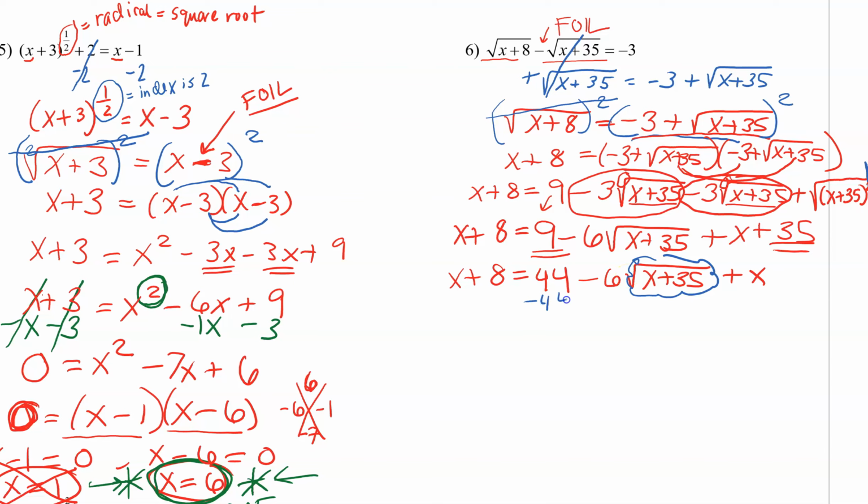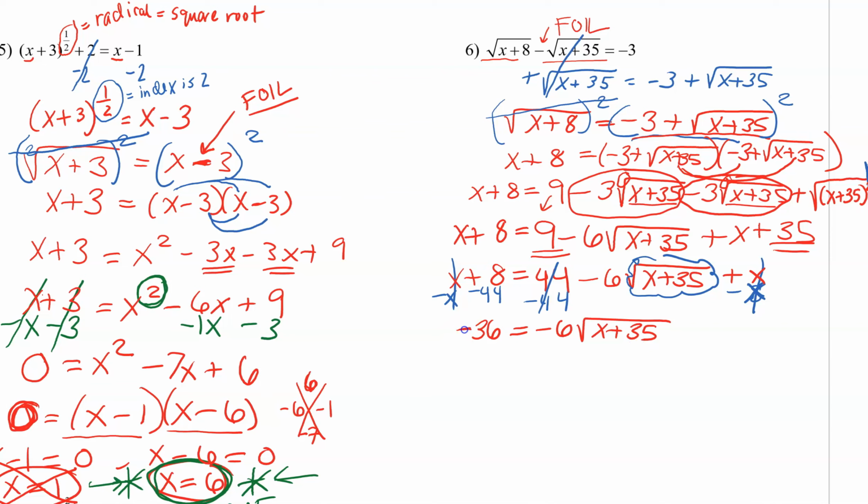I'm going to subtract the 44 to both sides, but specifically with 8, since that's the like term. I'll subtract x from both sides. Now this is nice. Notice this. Whew, these x's cancel out. That's going to make our life a lot easier. Okay, so then when I do 8 minus 44, I get -36, and that's equal to -6 times the square root of x plus 35.